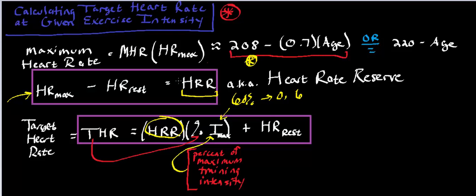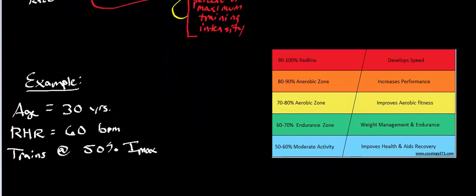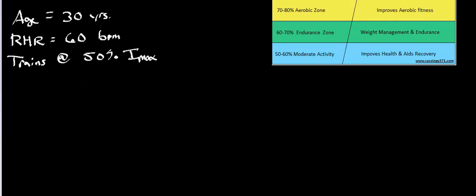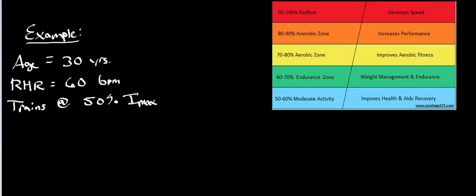Okay, so the best way to do this is to actually look at a problem. So let's suppose that we have a 30-year-old person, and we've measured their resting heart rate as being 60 beats per minute. Okay. And let's suppose they're going to exercise at 50% of their maximum intensity. Okay, so not very strenuous by any means. So let's first go ahead and calculate their maximum heart rate, because we're going to need that.